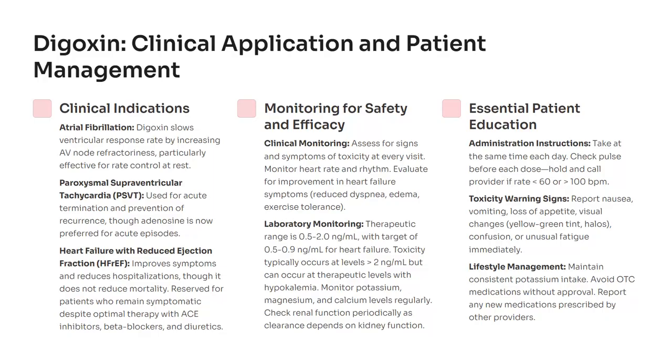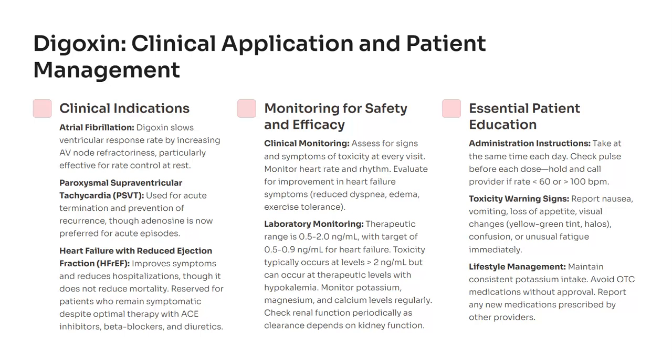Also, don't just tell them to monitor for toxicity. They don't know what that means. Tell them, hey, let me know if you're nauseated, if you're vomiting, if you lose your appetite, not just for a couple days, but you don't have an appetite. Let me know if you have any yellow-green tint or those halos. Family, let me know if she gets confused, any unusual fatigue. I need to know that right away.